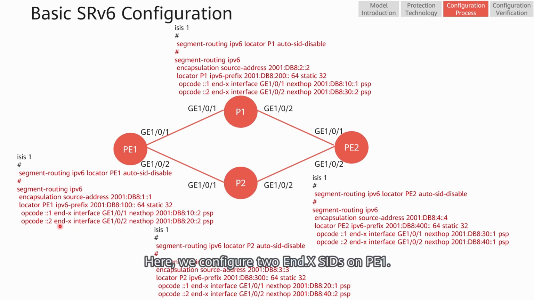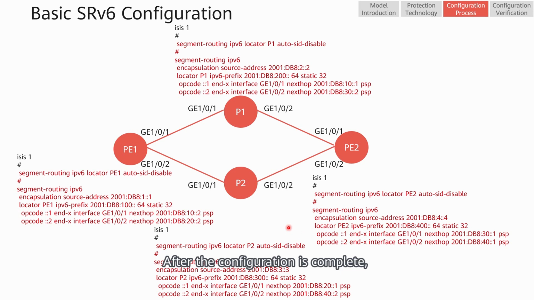Here we configure 2 End.X SIDs on P1. One End.X SID is for the P1 to P3 adjacency, using an interface on P1 as the outbound interface, and P3's interface address as the next hop. The other End.X SID is for the adjacency from P1 to P2, using another interface on P1 as the outbound interface, and P2's interface address as the next hop. The configurations on other devices are similar to the configuration on P1.